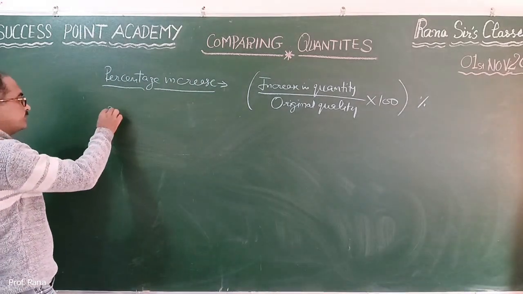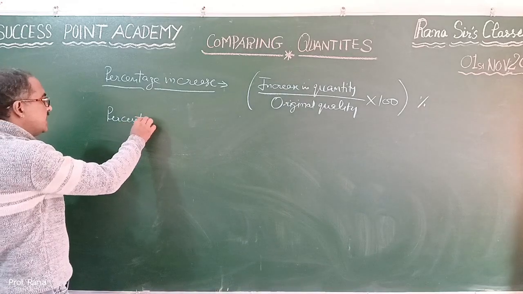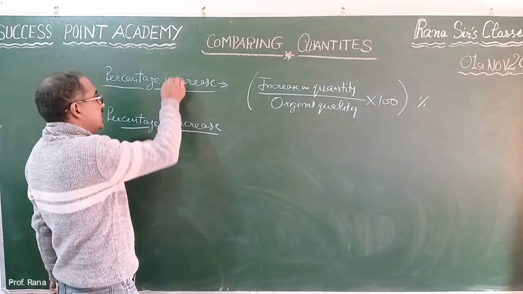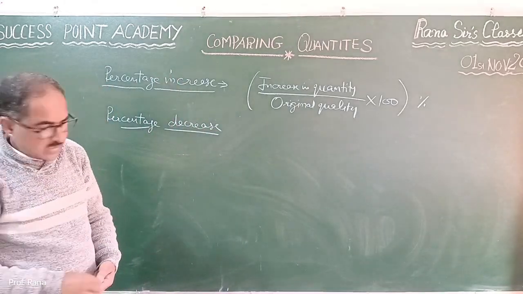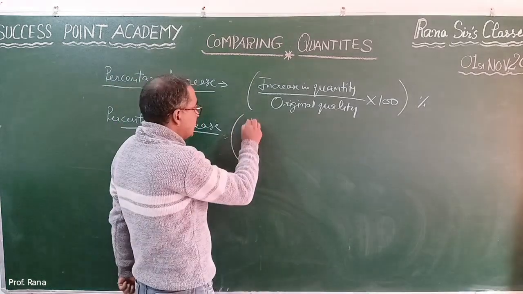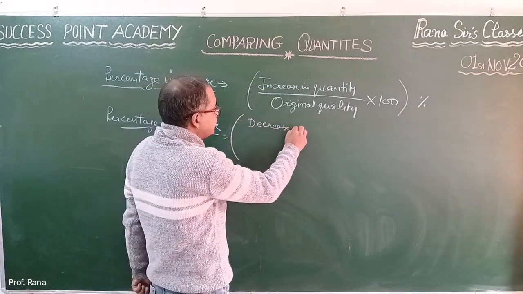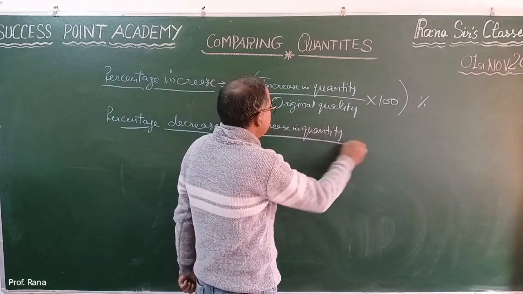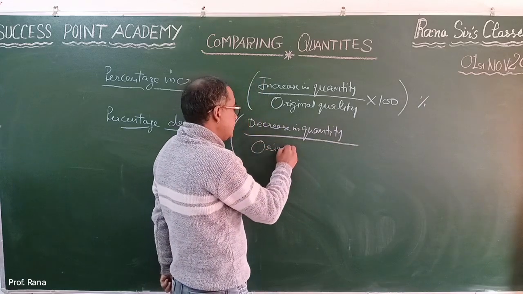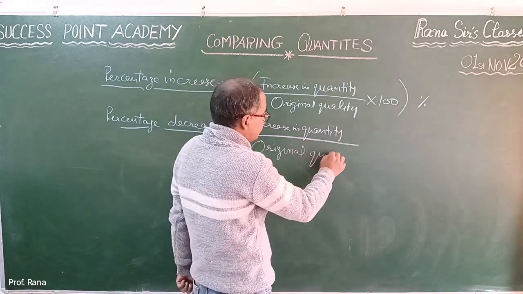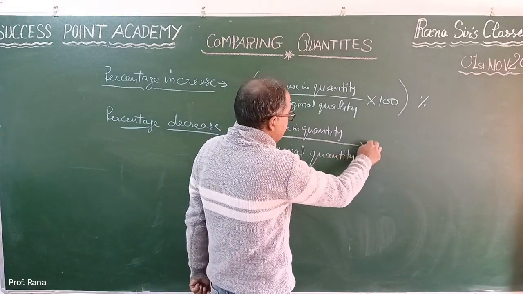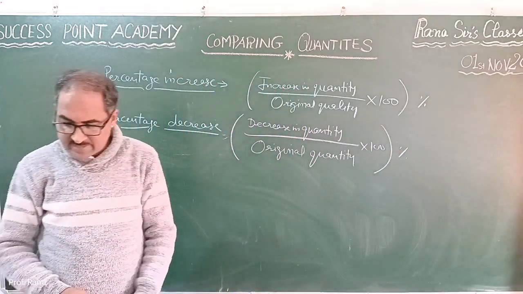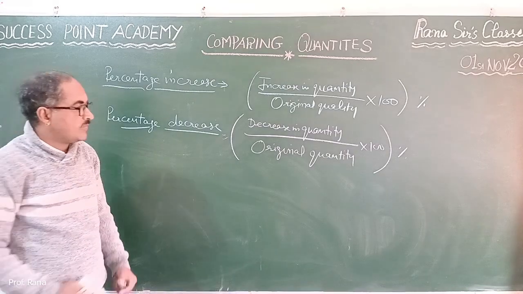Percentage decrease. Percentage decrease in quantity. So how will it be done? Decrease in quantity upon original quantity into 100, that is your percentage. You will get your answer. This is the first thing.